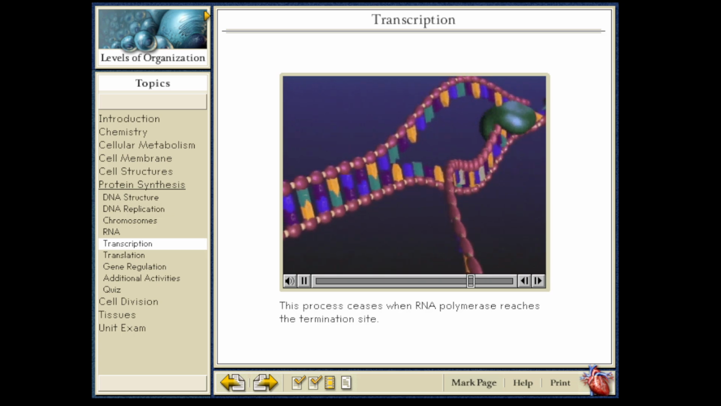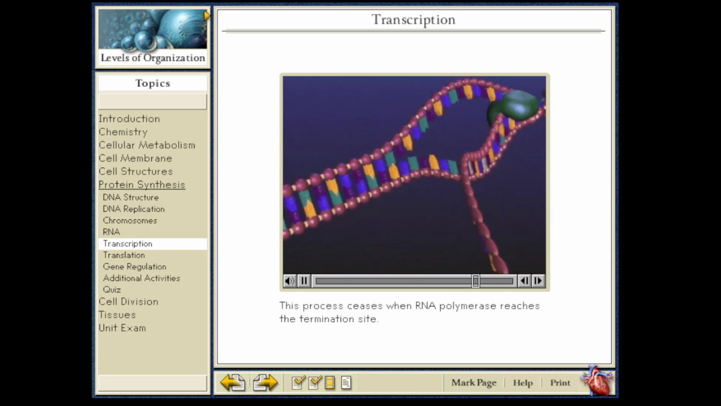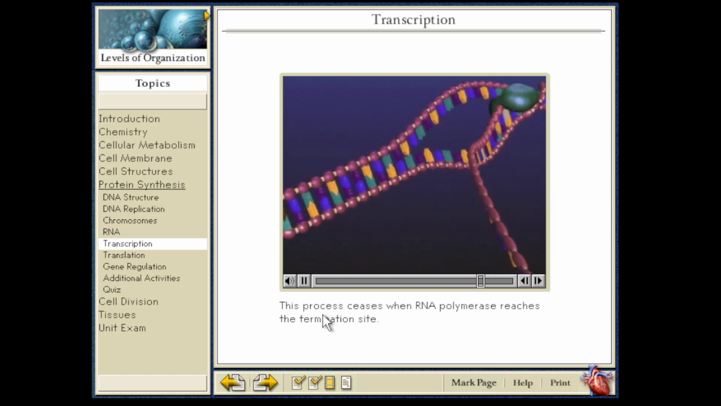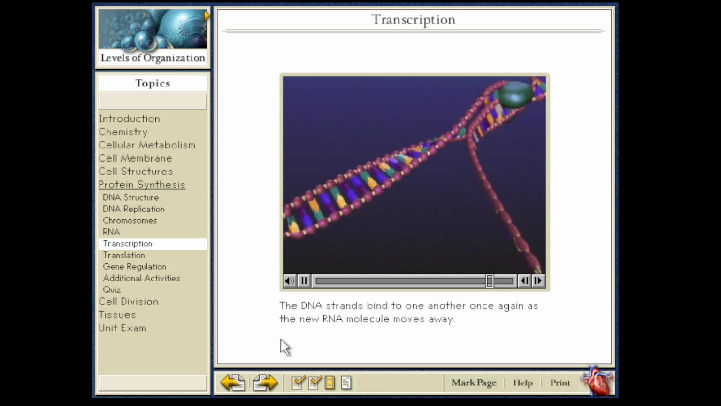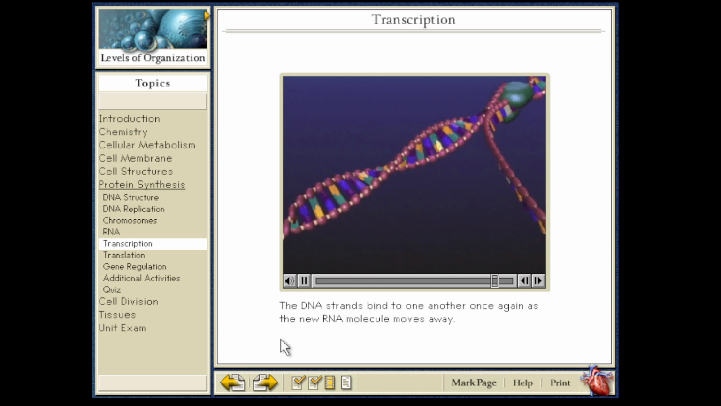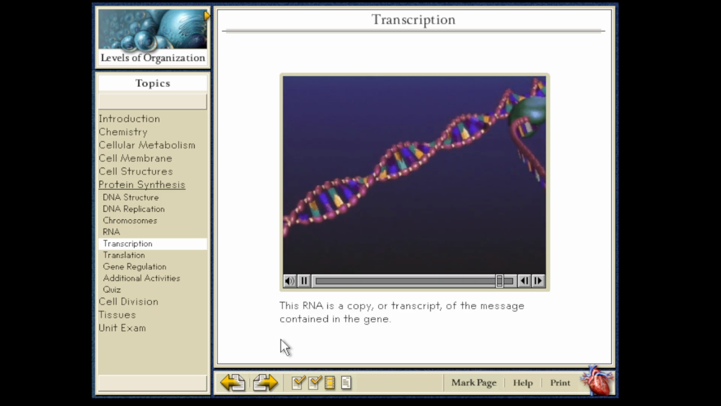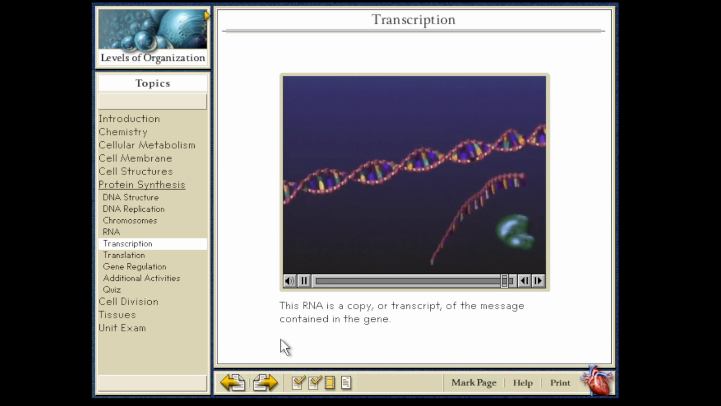This process ceases when RNA polymerase reaches the termination site. The DNA strands bind to one another once again as the new RNA molecule moves away. This RNA is a copy or transcript of the message contained in the gene.